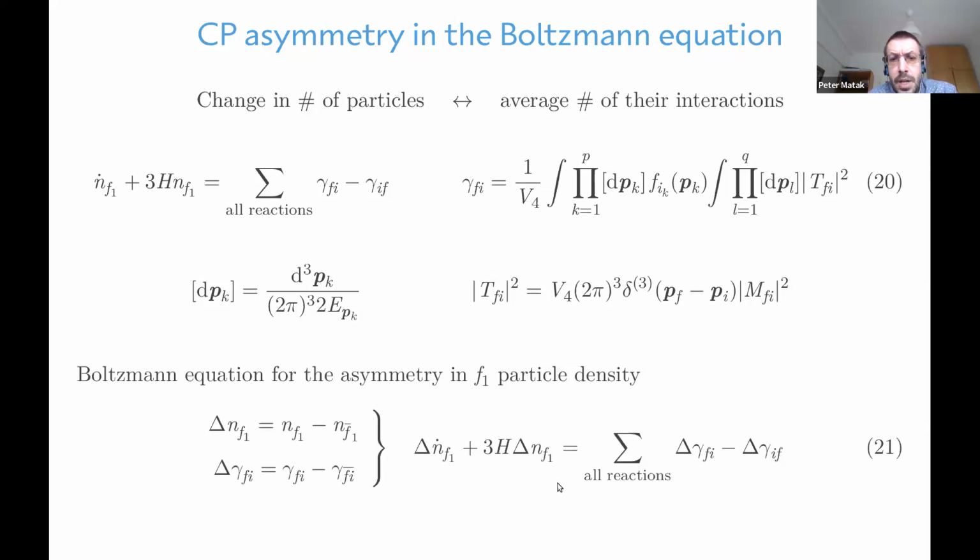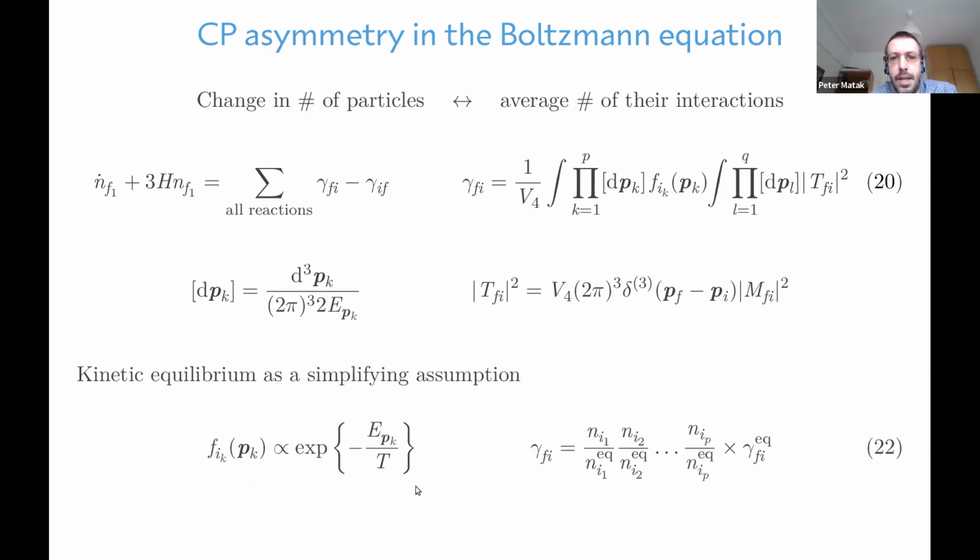We are going to compute the CP asymmetry, so we need the Boltzmann equation for the asymmetry. So we subtract the analogous equation for antiparticles, F1 bar. We define the asymmetries in number densities and asymmetries in reactions, and we will get a difference of 2 asymmetries on the right-hand side. And again, we sum over all reactions that contain the F1 particle in the final state, so we are interested in those which create the F1 particle or F1 antiparticle.